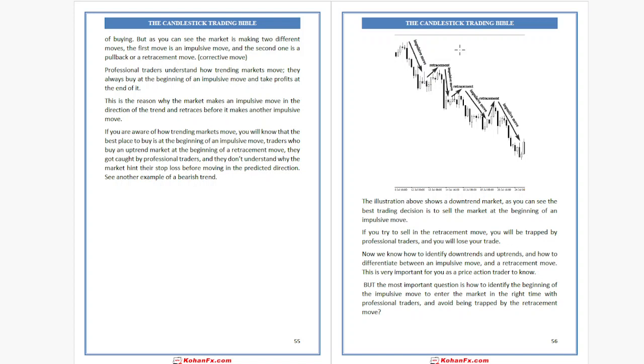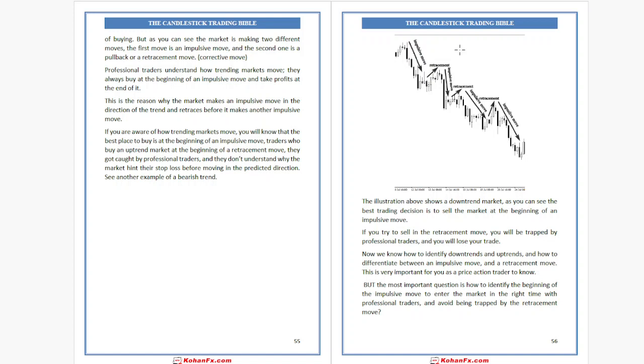As you can see, the best trading decision is to sell the market at the beginning of the impulsive move. If you try to sell in the retracement move, you will be trapped by the professional traders and you will lose your money. Now we know how to identify downtrend and uptrend and how to differentiate between an impulsive move and a retracement move. This is very important for you as a price action trader to know.